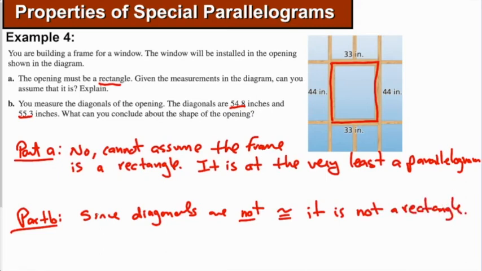Okay, so our first part A statement that is at the very least a parallelogram. Now that we've shown it is not a rectangle, it is a parallelogram. There are no right angles because the diagonals are not congruent.